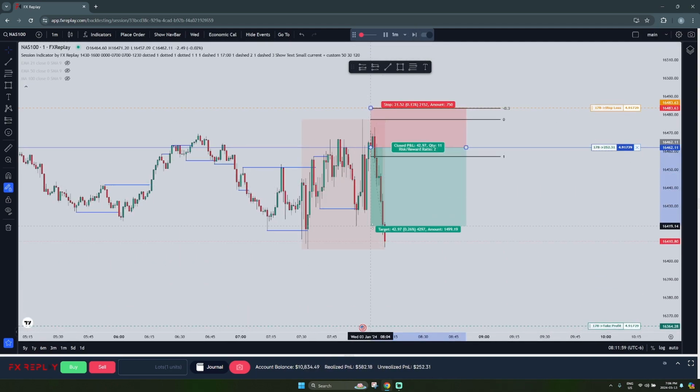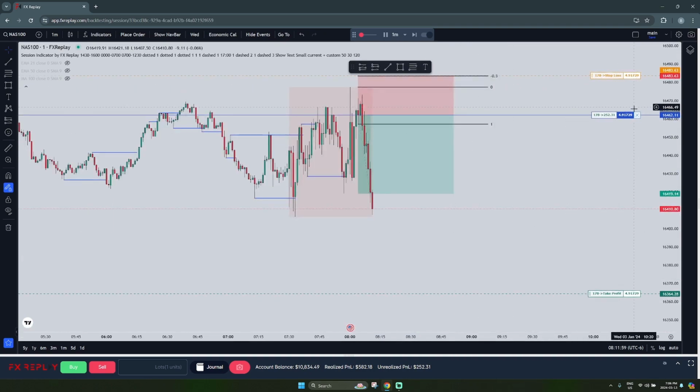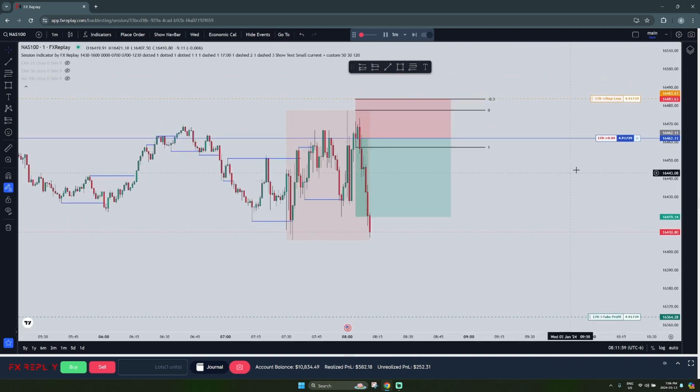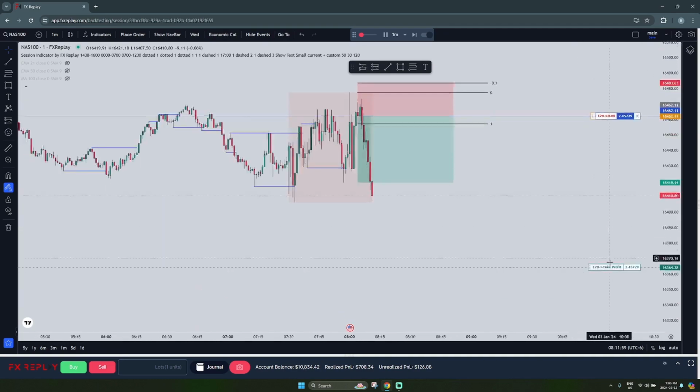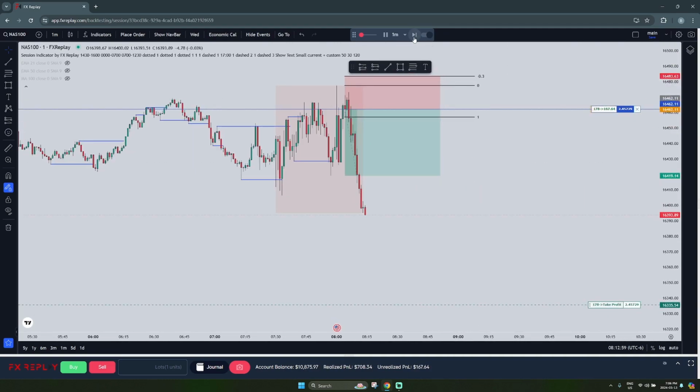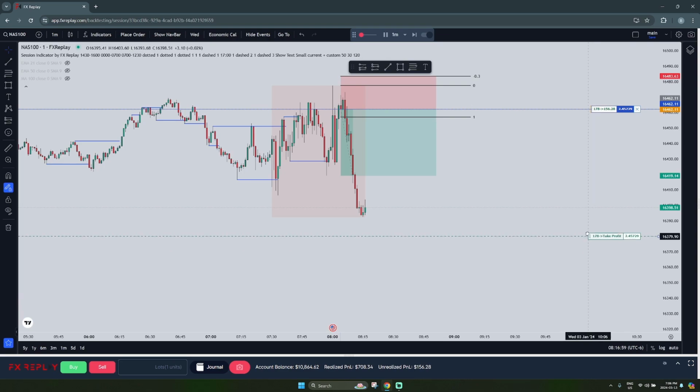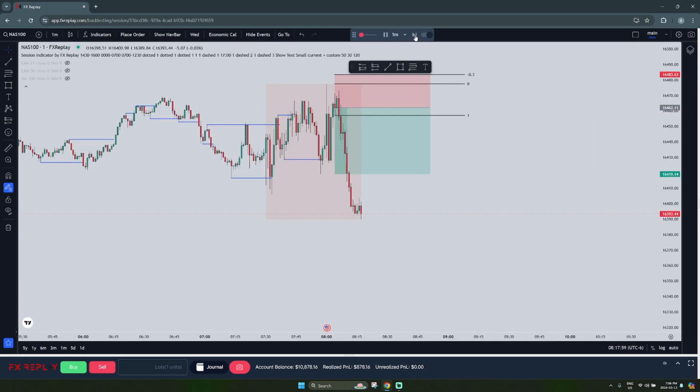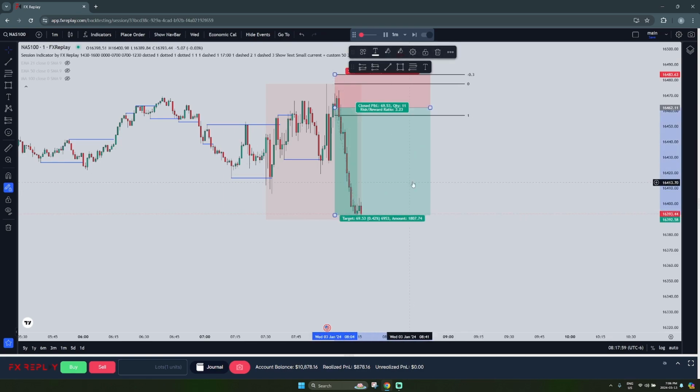So there's our close right there. We close 50%, break even. Look for a new structural point to be made. So there is a new structural point. If you come down and break that, I want to take profit. There is take profit hit.